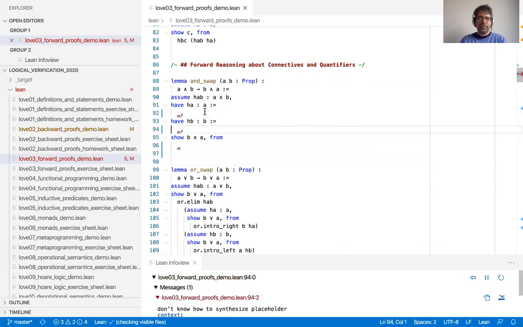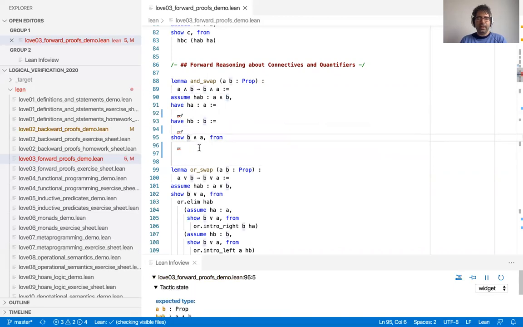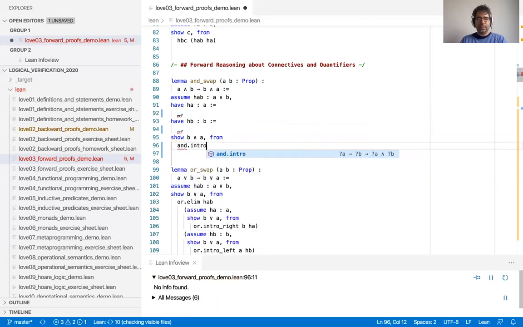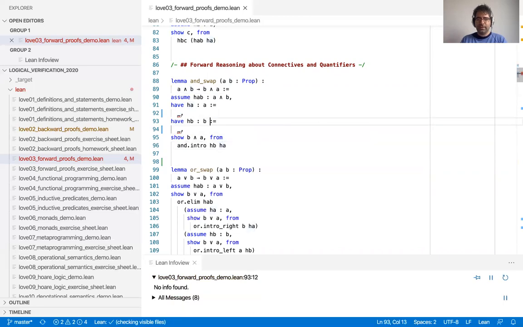So once we have A and B in our hands, we can form B and A using the introduction rule of AND. So we're going to say And.intro HB HA, right? We have to call the properties by their names, not by the property itself. And that's it. That closed one of the holes. You see, this is what I meant. This is something we already knew from before. The introduction rule for AND takes a proof of the left-hand side, a proof of the right-hand side, and it yields a proof of the whole thing.